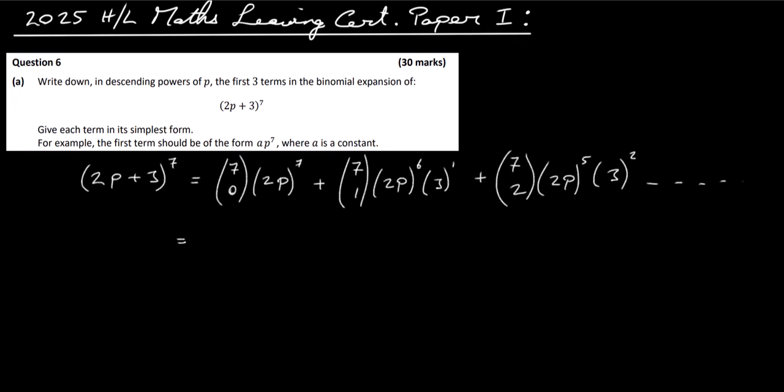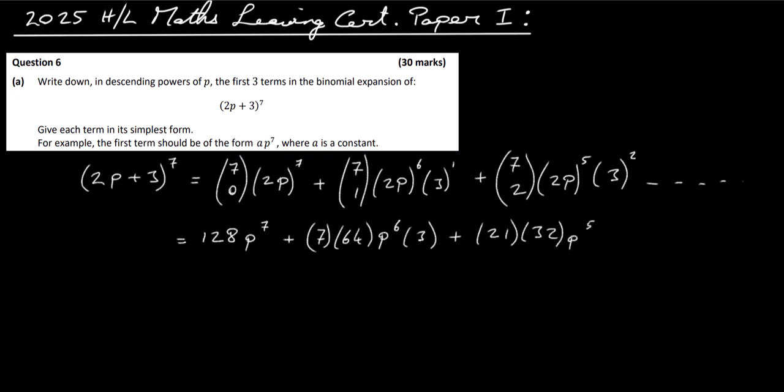So if you do 7 choose 0, you get 1. If you do 2 to the power of 7, you get 128. And then you've got p to the power of 7 as well. Here you've got 7 choose 1, which is just 7. You've got 2 to the power of 6, which is 64. You've got p to the power of 6, and you've got that times 3 as well. 7 choose 2 is 21. 2 to the power of 5 is 32. You've got p to the power of 5, and then you've got 3 squared, which is 9.